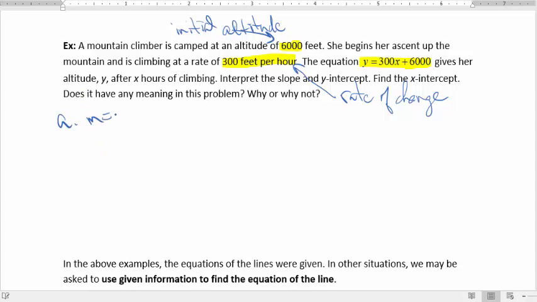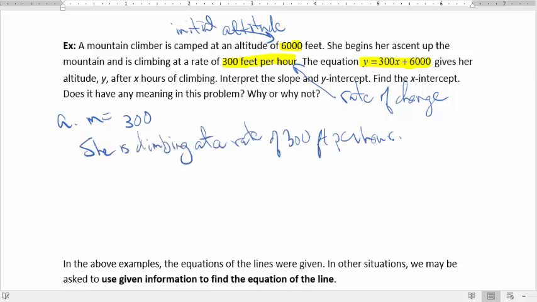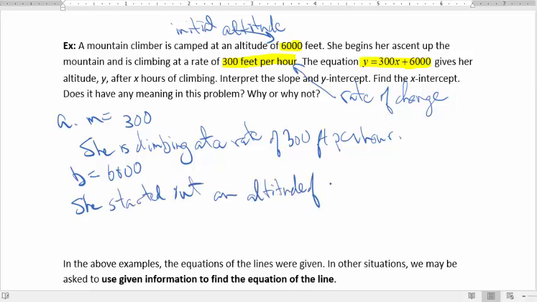The slope was 300, and again, remember it's a rate, feet per hour. You can't just say 300. You have to be more specific and say she is climbing at a rate of 300 feet per hour. That's the slope, and the y-intercept in this case was 6,000. That's her initial or starting altitude, so you say she started out at an altitude of 6,000 feet.